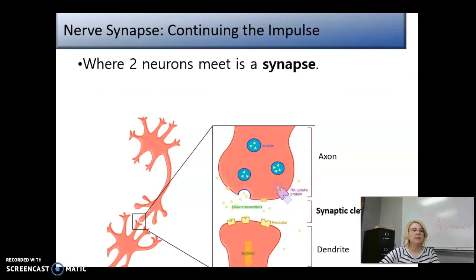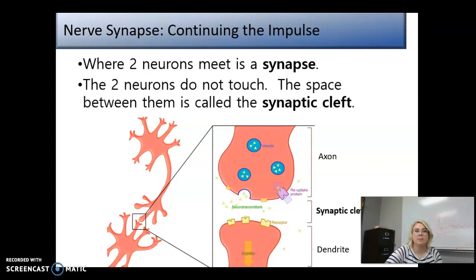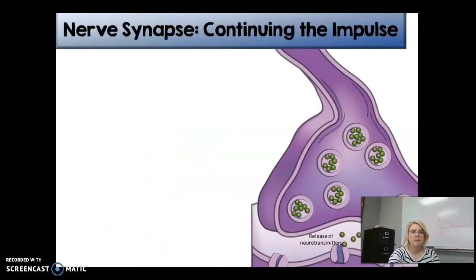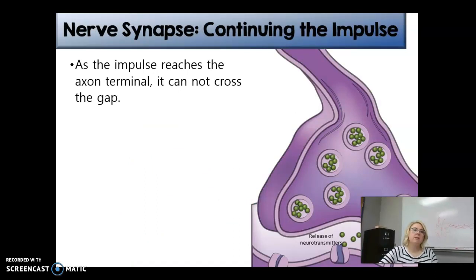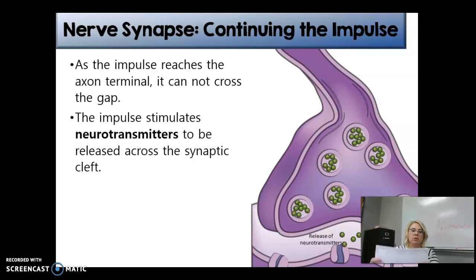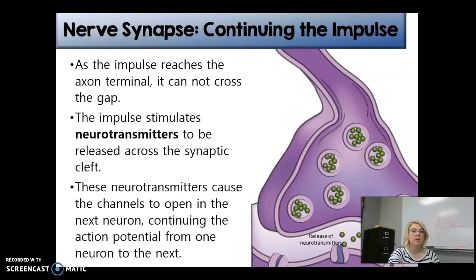When two neurons meet, so when this process happens, the two neurons are connected, let's say one's right here and one's right here, it is called the synapse. The neurons never touch. The space between them is called the synaptic cleft. So you see this part right here, that is the synaptic cleft. As the impulse reaches the axon terminal, it cannot cross the gap. The impulse stimulates neurotransmitters to be released across the synaptic cleft. So it can't cross the gap, but it's sending messengers over through neurotransmitters. The neurotransmitters cause the channels to open in the next neuron, continuing the action potential from one neuron to the next.